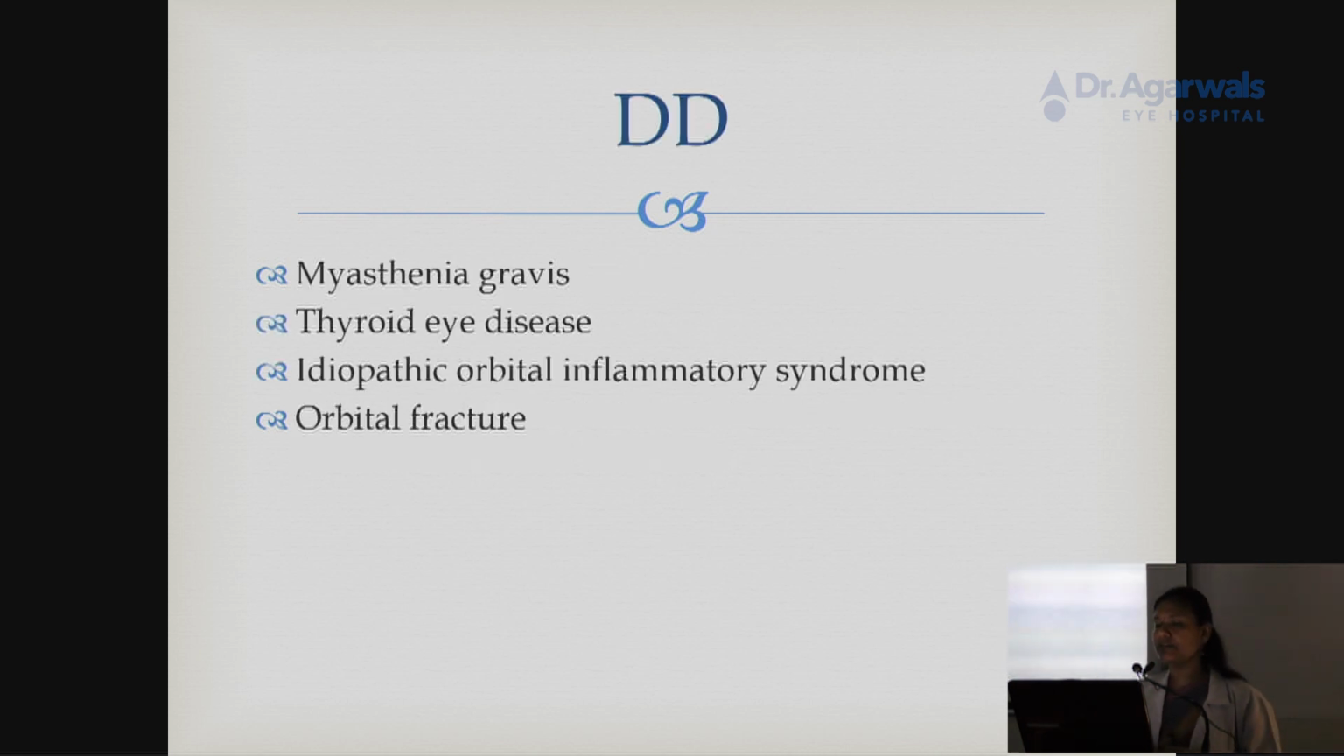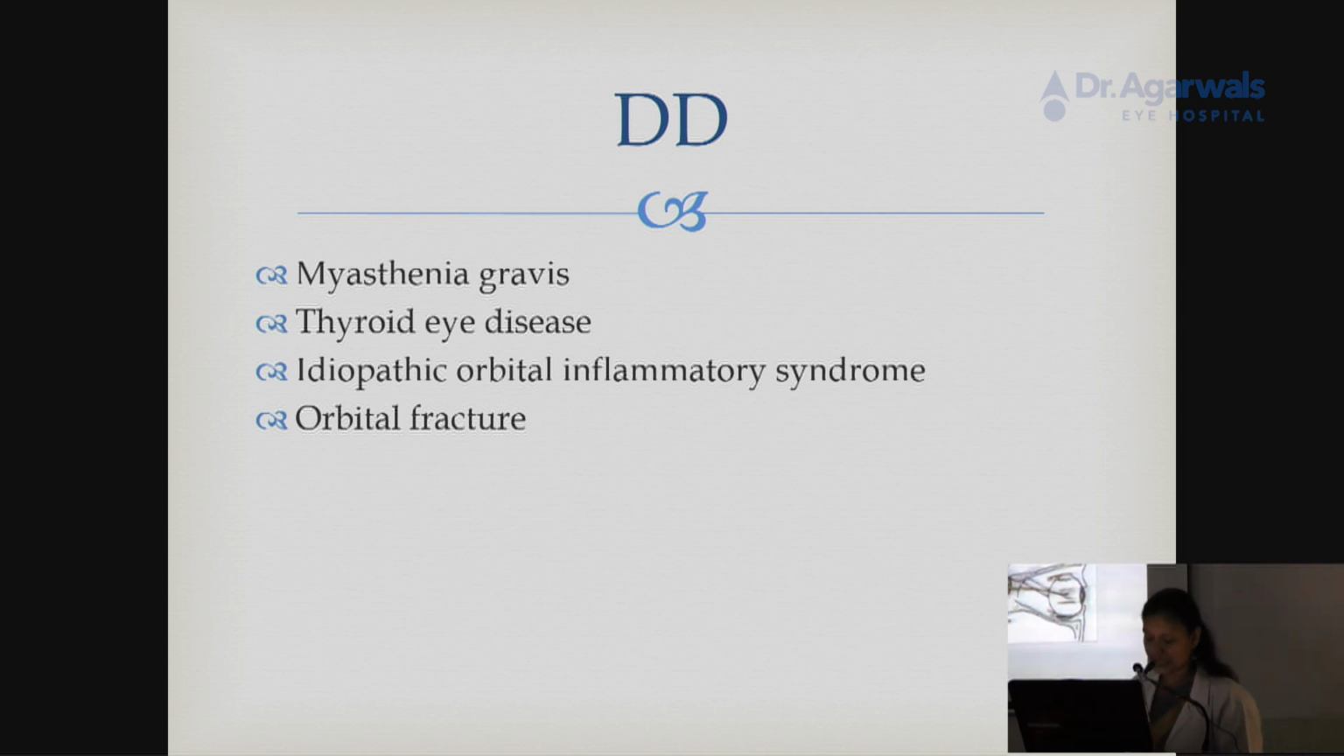So again, what are the differential diagnoses? Myasthenia gravis, thyroid eye disease, idiopathic orbital inflammatory syndrome. All these we discussed in the third nerve also. Orbital fracture. When there is an orbital fracture also, you can have a problem like this, but orbital fracture is usually associated with enophthalmos, and if you do an FDT, you will be able to differentiate it.